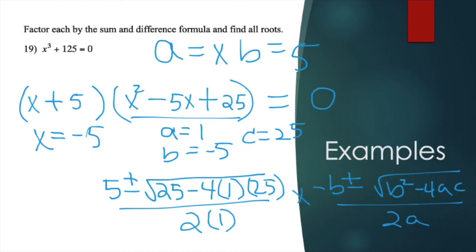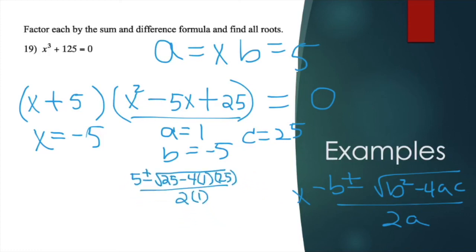Okay. Can somebody help me? What's 25 minus 4 times 25 times 1? Negative 75? That's what I got in my head when I did it. It should be 100, right? This is 100, and this will be 25 minus 100. Yeah. So it'll be negative 75. Oh, we have an i. That's correct. So we'll have an i. So we do 5 plus or minus the square root of 75, over 2. But to 75, can I do a factor tree on 75?